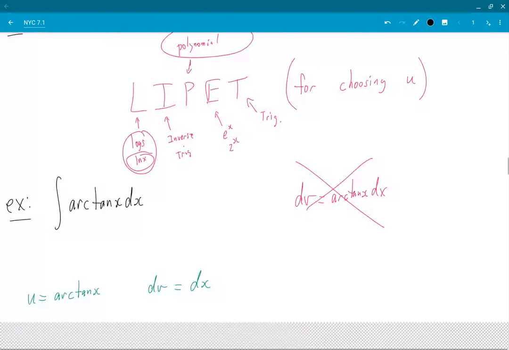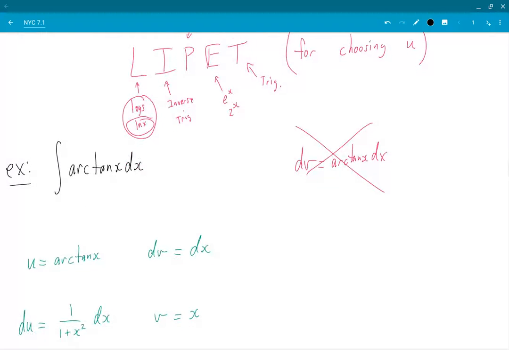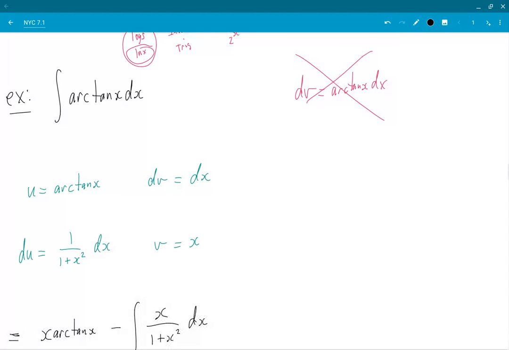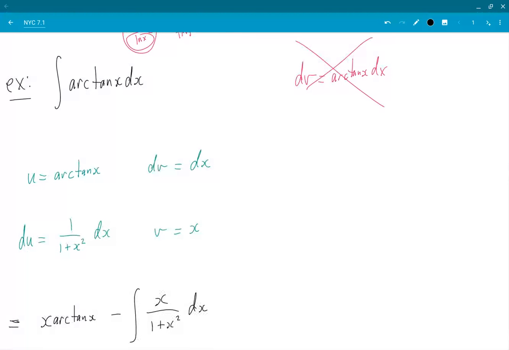So the derivative of arctan is 1 over 1 plus x squared. And when you do the integral of 1 dx, you get just x. Okay, so I plug things into my uv minus the integral of v du, and here we go. Works out nicely.